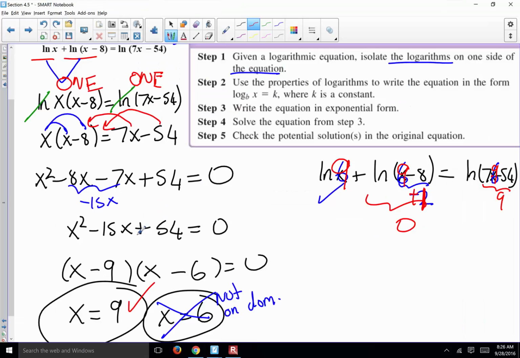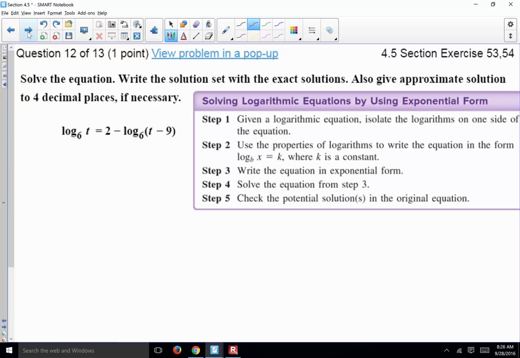So don't be surprised that, oh, I found two solutions, everything checks out here, but why ConnectMath is not taking my answer? Because one of them is a fake answer, okay? It's not correct. Alright, let's go for this one. This one is trickier. I'll give you a minute to think about it.